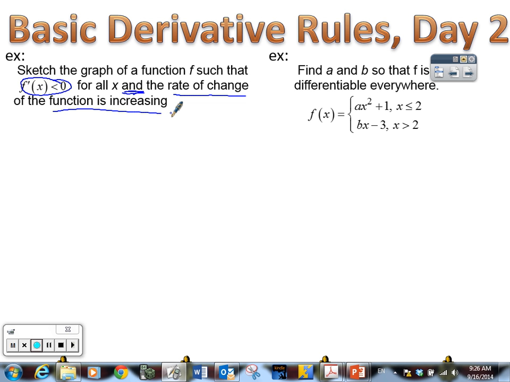To have a negative slope, or basically for the derivative to be negative, means that we have to have a negative slope, right? We have to have a negative slope. And then we want the rate of change.